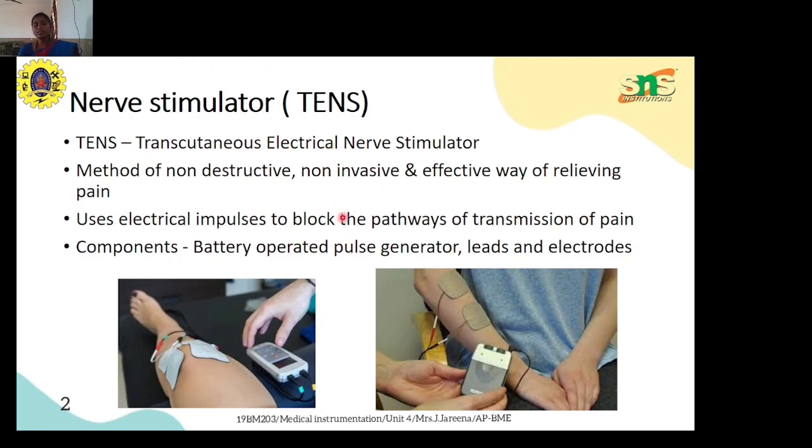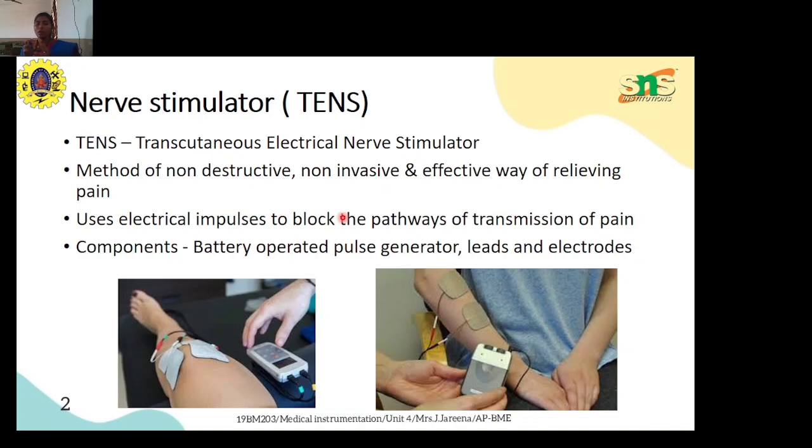So what does it really do? As the name itself suggests, you can easily guess it. The transcutaneous electrical nerve stimulator is a device. It stimulates your nerve by applying some electrical current or electrical impulse. As a result, it relieves your pain. So this is the main usage of this particular device.